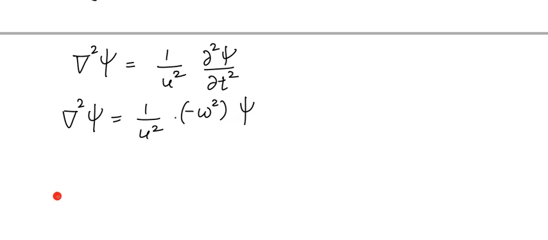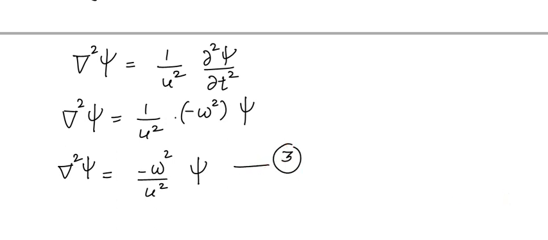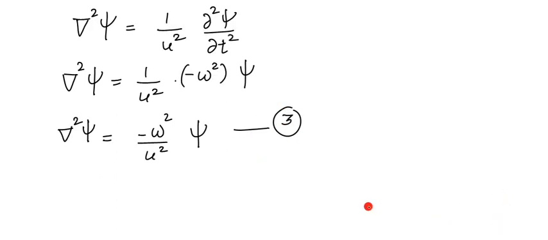Okay, so you can just rearrange this term. Nabla square psi is equal to minus omega square divided by u square times psi. Let us consider this as equation number 3. Now, as we know, omega is equal to 2 pi f. Okay, omega equal to 2 pi f, we know that.